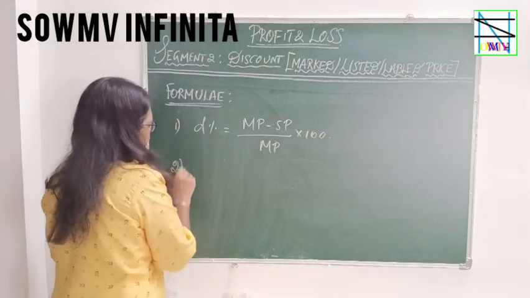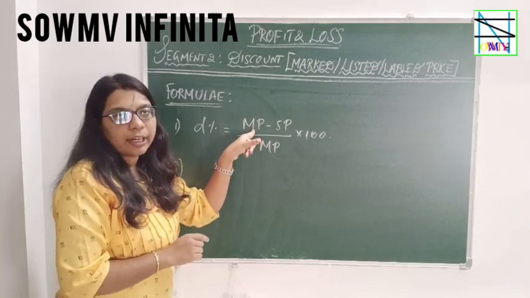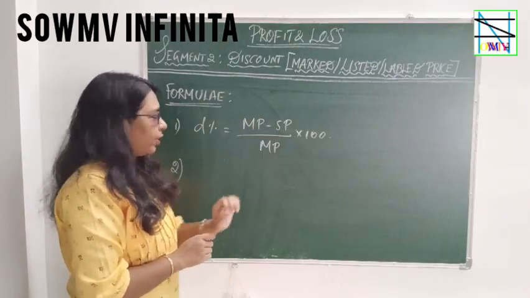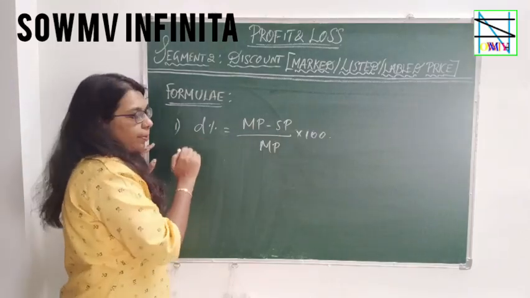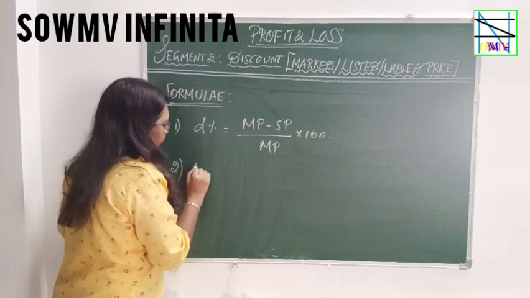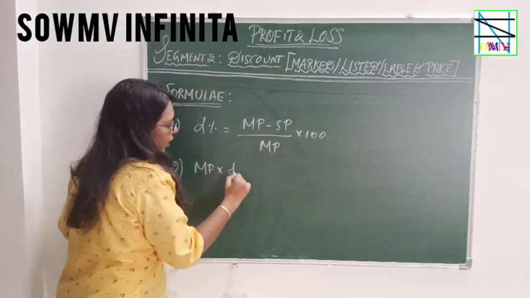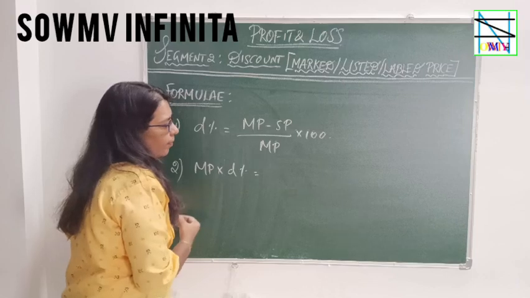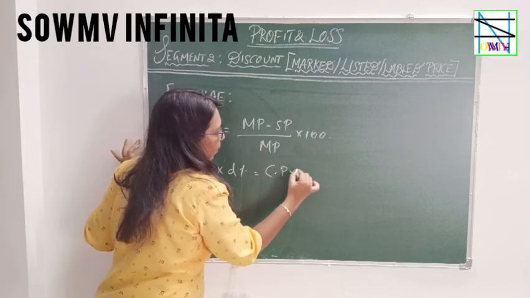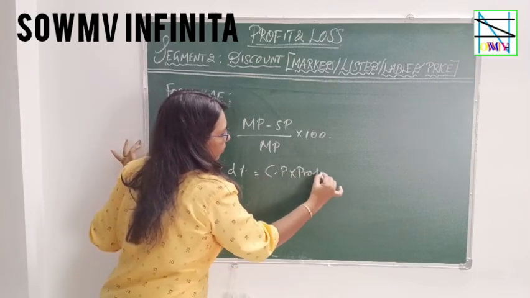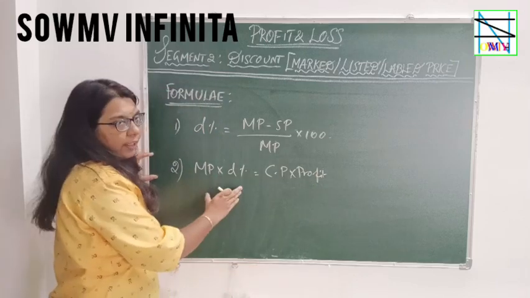MP is the marked price. SP is the selling price. D percent is the discount percent. The next one is MP into discount percent is equal to CP into profit. This is the second one.